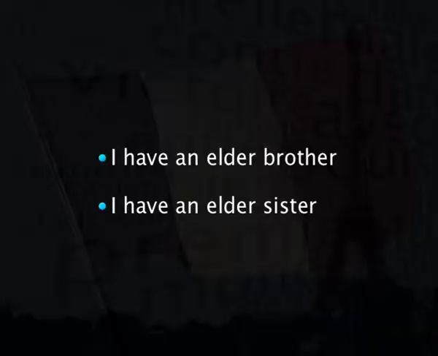I have an elder brother and I have an elder sister. We note that in English, the adjective elder remains unchanged in both sentences. Now let me show you their French equivalences. The translation of the first sentence is J'ai un grand frère, and the second sentence translates as J'ai une grande sœur. As you can see, in the second sentence, an E is added at the end of the adjective.